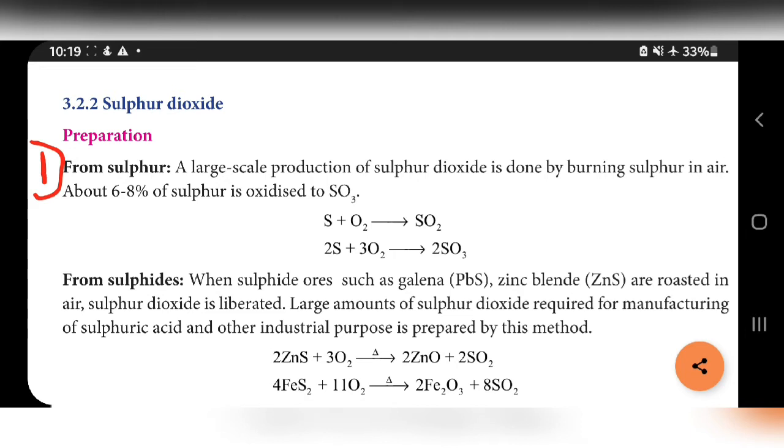A large scale production of sulfur dioxide is done by burning sulfur. Burning means heating, heating means reacting with oxygen. About 6 to 8% of the sulfur is oxidized to sulfur trioxide.